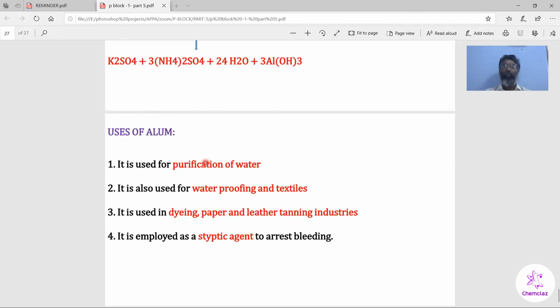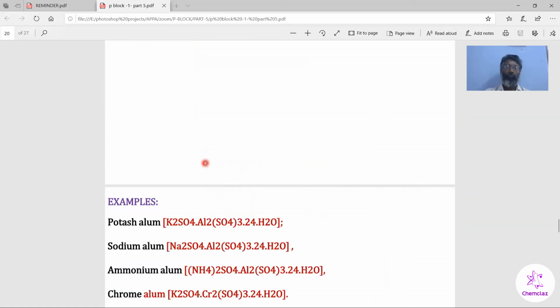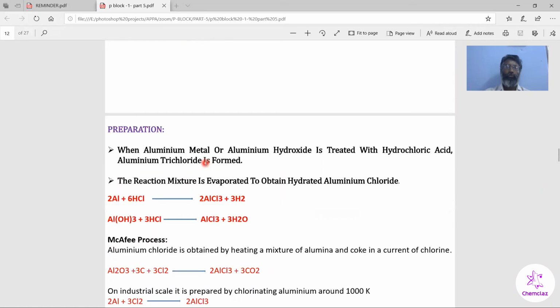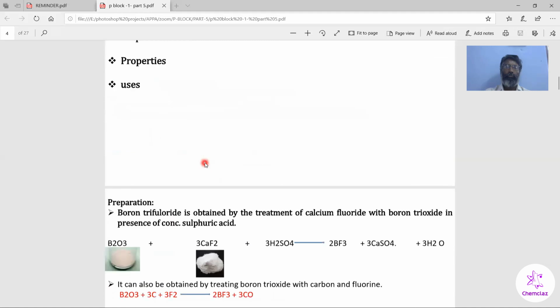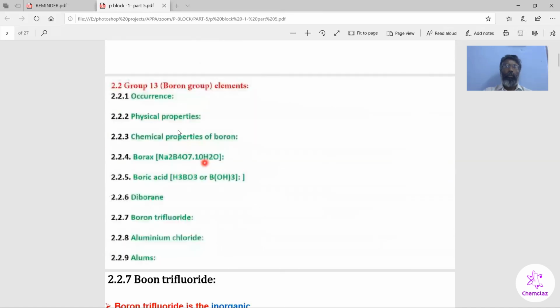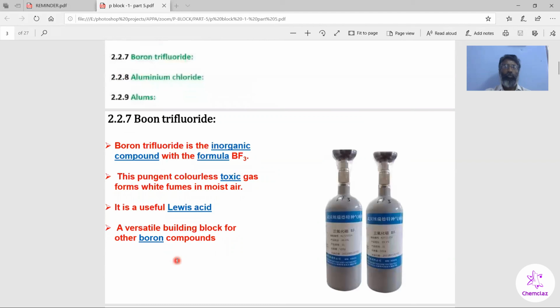Okay, so today we finished the boron family. Group 13 is called the boron group. In that boron group, we have seen the appearance, physical properties, and chemical properties of boron, and the compounds of boron: borax, boric acid, diborane, boron trifluoride, aluminum chloride, and alums. So this one is boron trifluoride.